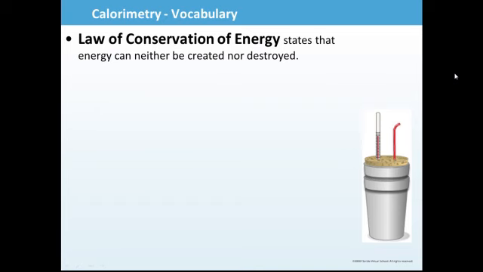Here are some basic vocabulary terms that we need to understand for this lesson. The law of conservation of energy states that energy can neither be created nor destroyed.